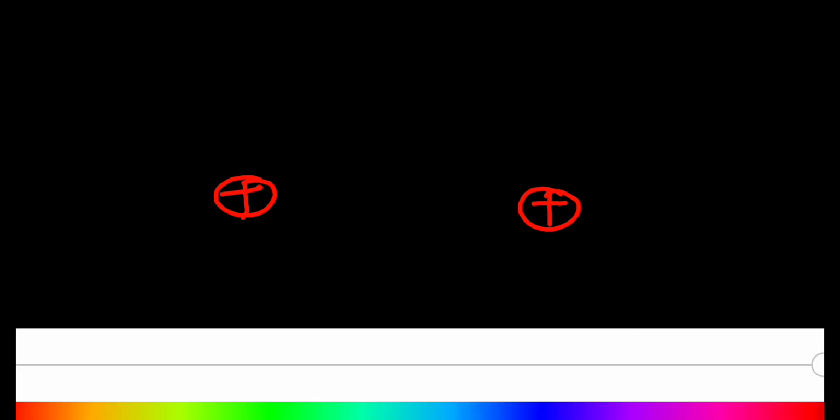Now if two equal positive charges are separated by some distance, how will the electric field lines be here? Because these are positive charges, electric field lines will emerge from positive charge like this. Fine. Now this, like this, like this, like this, like this. Fine. And same here, this.